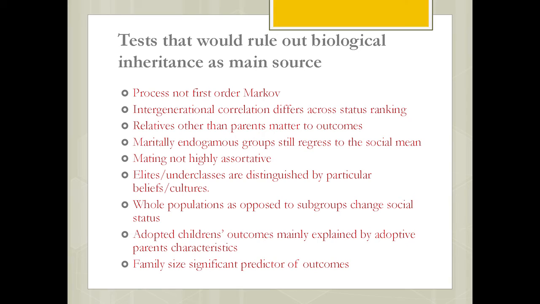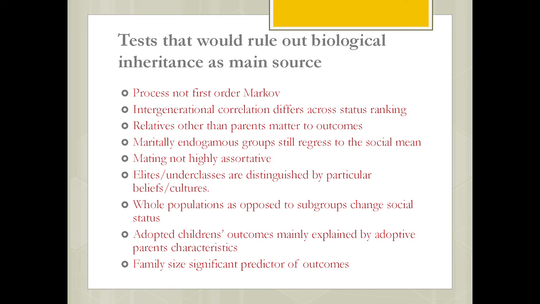What would cause a rejection of this would be if the process is not first-order Markov. So at this group level, if it's going to be the result of these additive genetic factors, then what has to happen is that, correctly measured, the previous generation has all the information about the next generation, and the process has to have that character. And so we can check, is that the case? If it differs across status rankings, that is, if the process is different at the bottom of the distribution than at the top, it would actually rule out a kind of genetic explanation, because this will be the product of many, many different genes, each with a very small influence. And so it's going to be just like height inheritance. And what we know about that is that it's symmetrical across the distribution. The rate of regression to the mean is constant across the distribution.